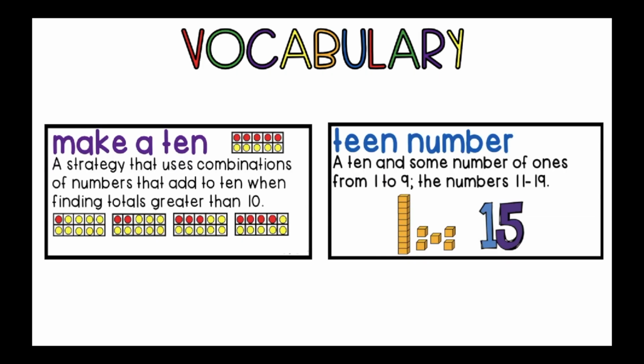Make a 10. That is a strategy that uses combinations of numbers that add to 10 when finding totals greater than 10, such as 1 and 9, 2 and 8, 3 and 7, 4 and 6, or 5 and 5. A teen number, that is a 10 and some number of ones from 1 to 9. The numbers 11 through 19 are considered teen numbers.